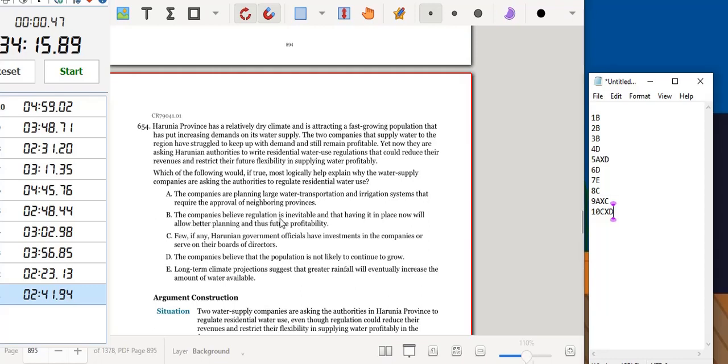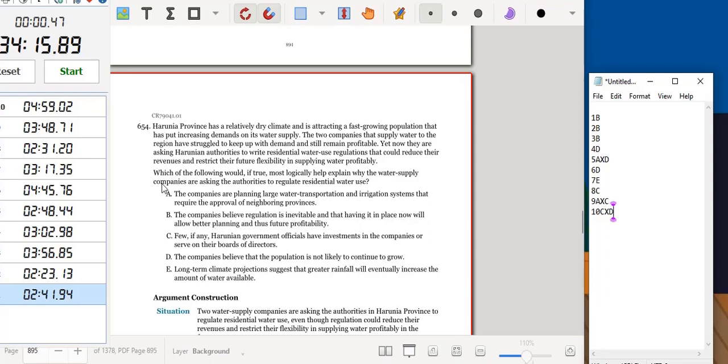B, companies believe regulation is inevitable, that having it in place now will allow better planning than future planning. Yeah, so my confusion was between A and B, and I said at that time that the companies are planning for large water transportation and irrigation systems, so it is actually out of context. What they are planning should not be my place of concern. The concern is that they believe this regulation is inevitable. Why inevitable? Because there will be a scarcity of water, and therefore they are placing it now.